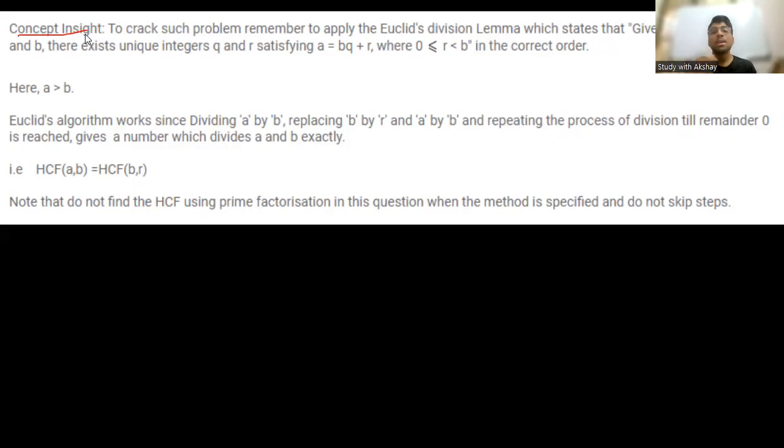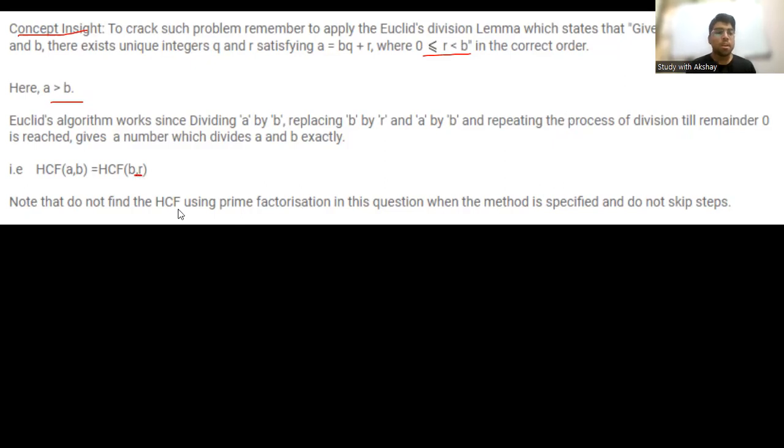Remember that to apply Euclid's division lemma, which states that given positive integers a and b, there exist unique integers q and r satisfying a is equal to bq plus r, where r lies between 0 and b, A is greater than B. Euclid's algorithm works by dividing A by B, replacing B by R and A by B, repeating the process of the division algorithm till the remainder is 0, which divides A and B exactly. So this R divides A and B both exactly.